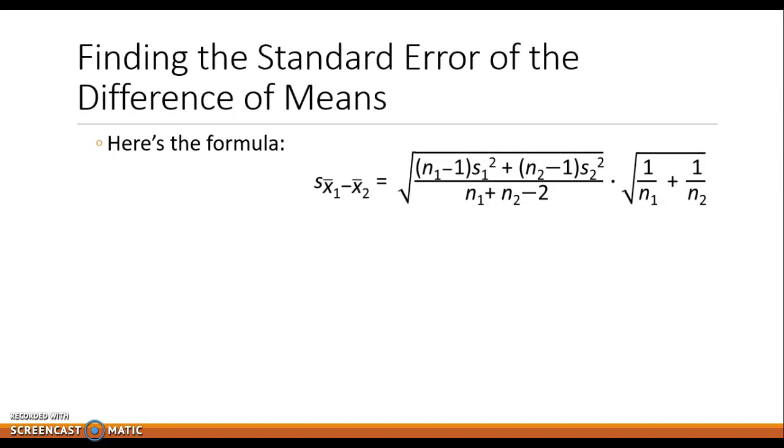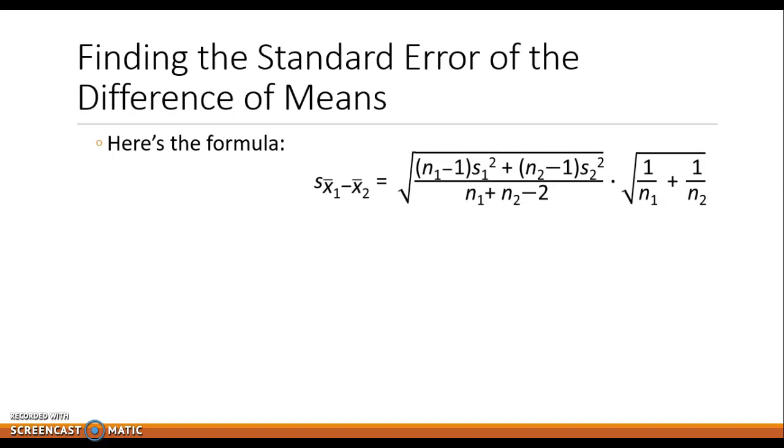I got this from a different source, mostly because I didn't want to try to recreate this particular formula using PowerPoint's not very strong equation editor. So what we have here is the standard deviation of basically the difference between the two means.